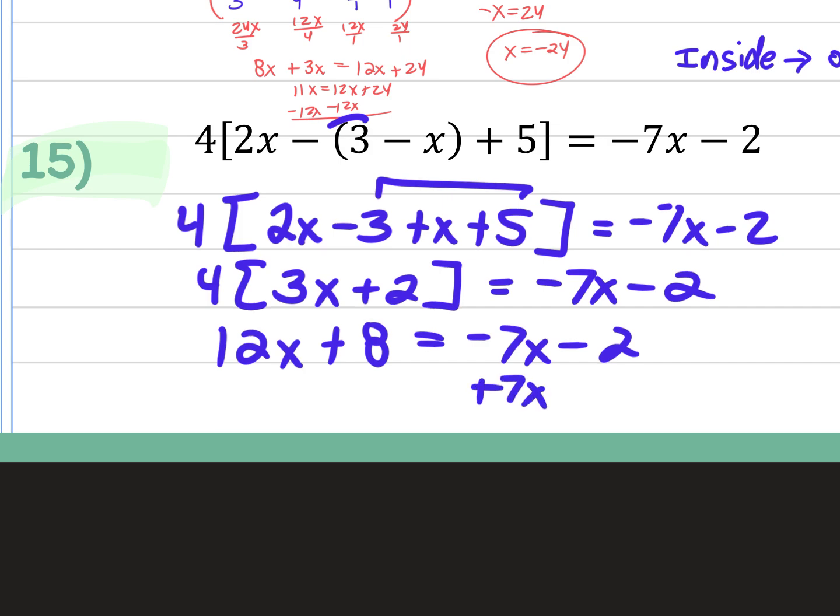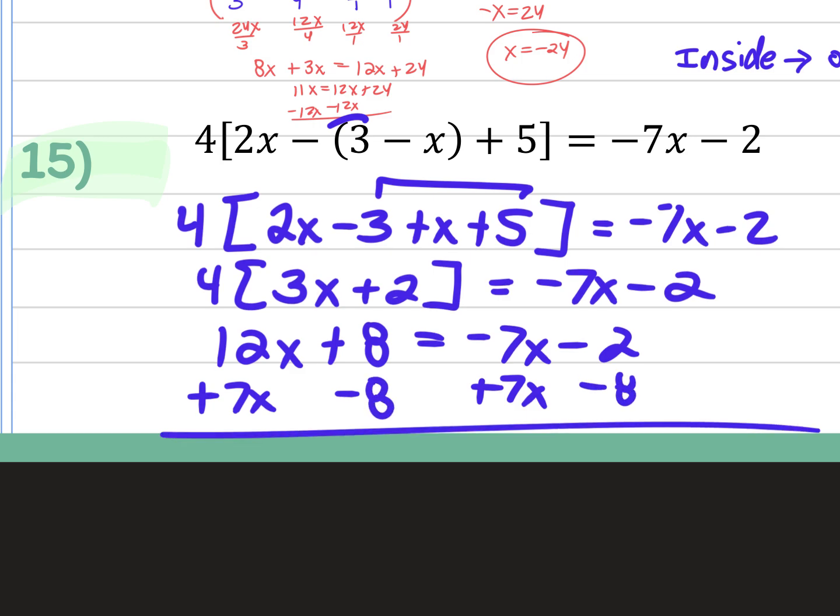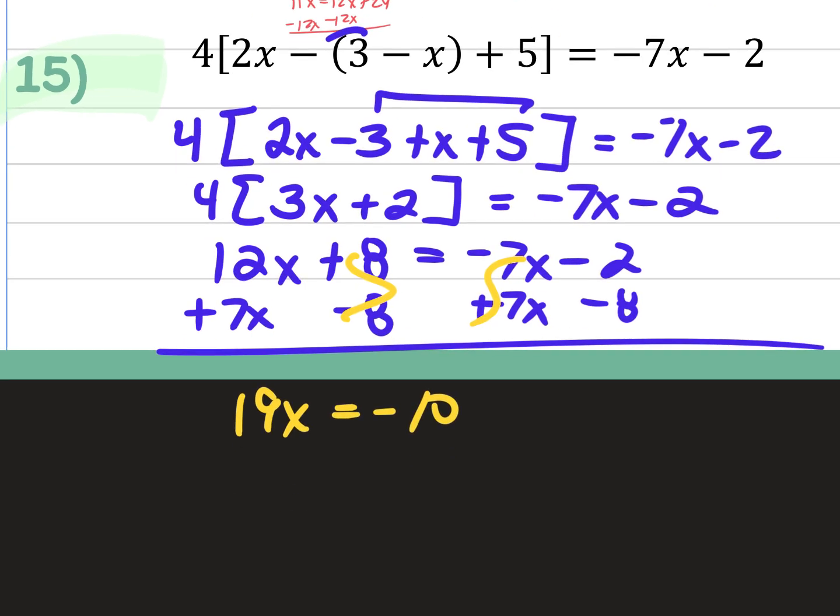Add 7x to both sides. Subtract 8 from both sides. So 19x equals negative 10. And then what? Divide by 19. So x equals negative 10 over 19.